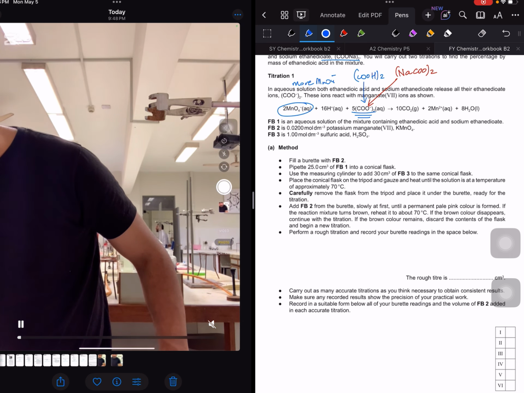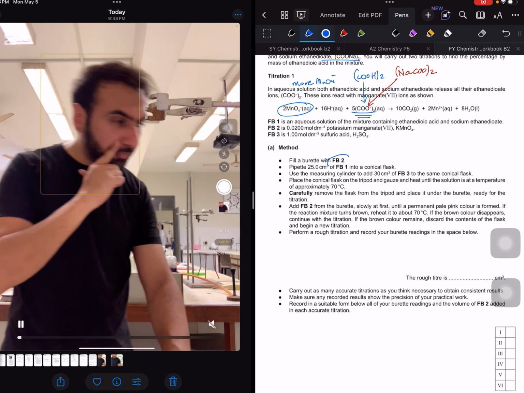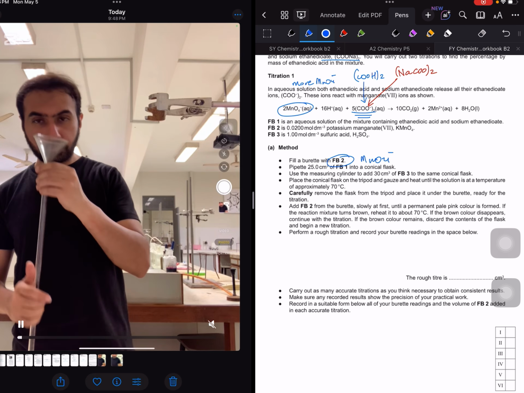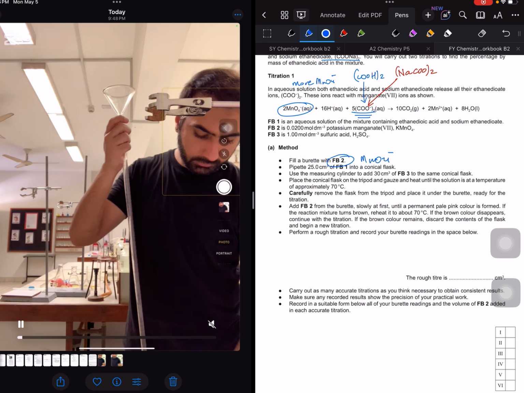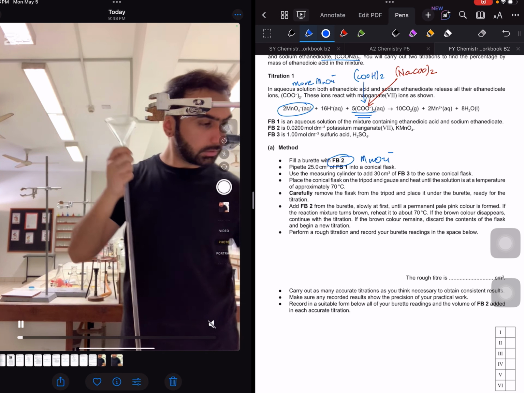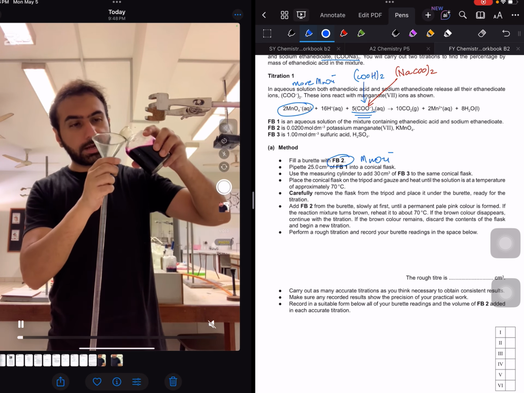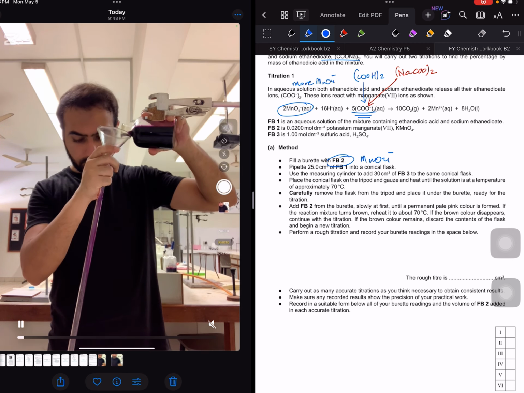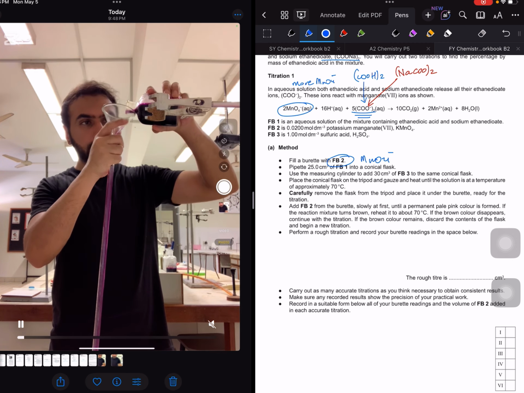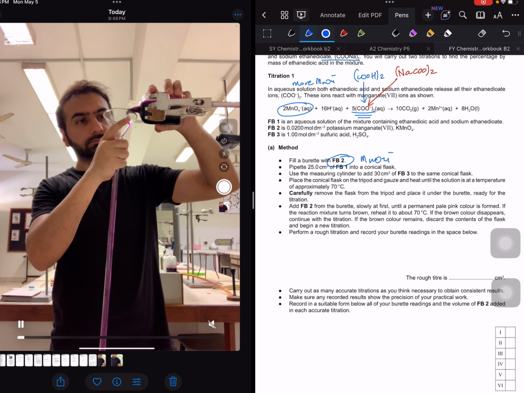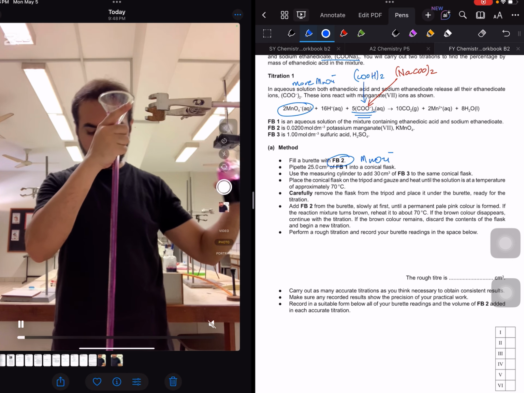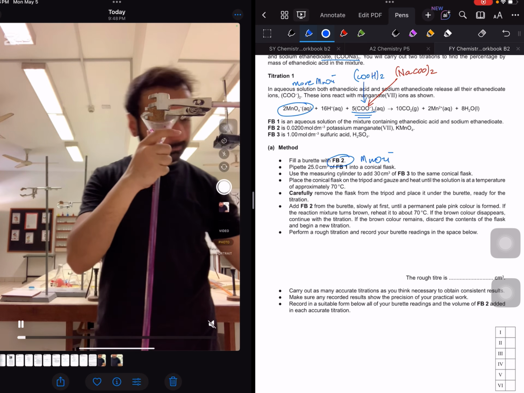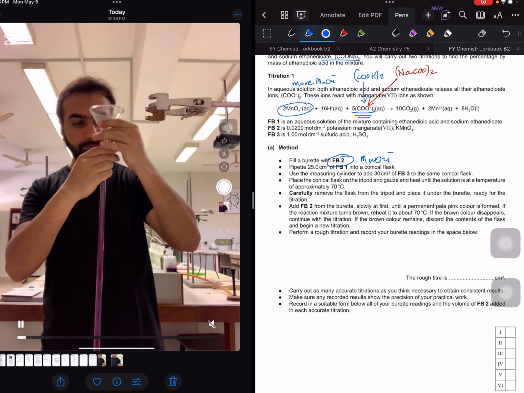The method is basically you fill the burette with FB2. FB2 was your manganate, so manganate goes into the burette. On the left hand side, you can see me actually taking the burette with the conical flask, and the reason is that I'm going to rinse the burette. You can see how I am twisting, making sure that the entire glass wall of the funnel is rinsed with the manganate, and my burette is also rinsed with it.